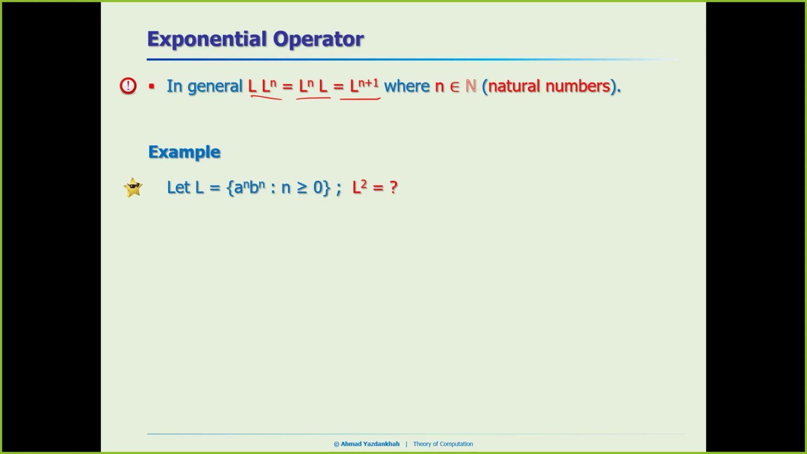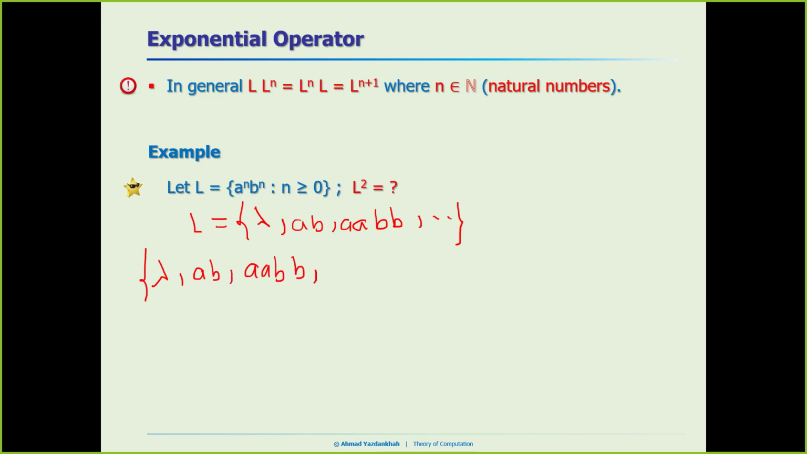I am asking what is L square. You may pause the video and try to solve this before I give you the answer. Okay, so if you enumerate L, we said you get lambda, AB, AA, BB, and so forth, right? And now if you concatenate it with itself, what do you get? Lambda, AB, AA, BB, and so on, concatenated with lambda, AB, AA, BB. Okay, so what is the result now?